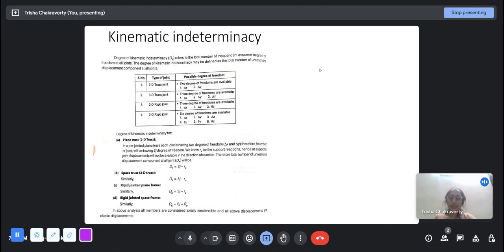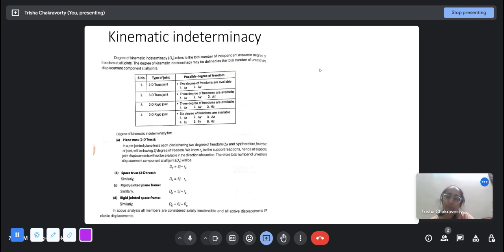This is kinematic indeterminacy. We have looked at it in the last few classes, but here I will start with this because it is very relevant to the topic of stiffness matrix method. The number of independent degrees of freedom is the size of the stiffness matrix that we have to solve. So the degree of kinematic indeterminacy refers to the total number of independent available degrees of freedom at all joints. The degree of kinematic indeterminacy may be defined as the total number of unrestrained displacement components at all joints.